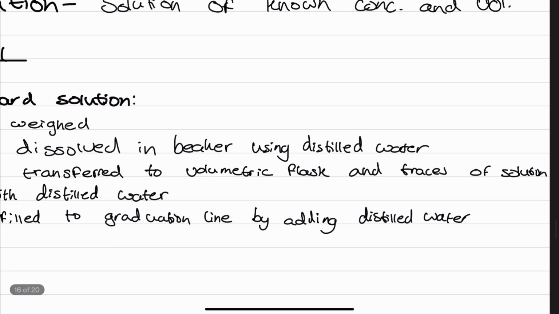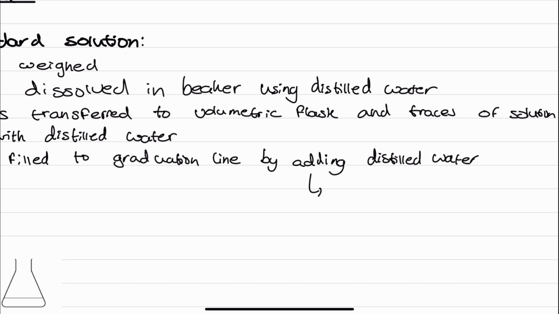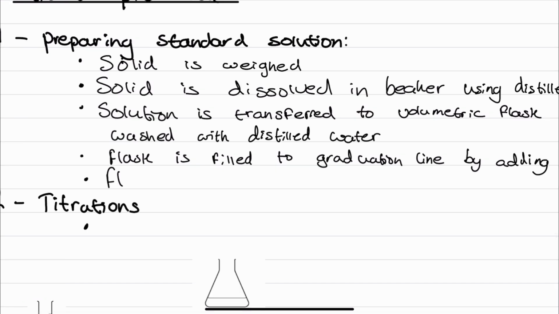Now, this step is very important, and if the graduation line is passed, the whole standard solution must be done again. Reason being, moles is equal to concentration times the volume. If this volume increases too much, the concentration is going to have to decrease. So if you add too much distilled water, the concentration of that solution will therefore decrease. That means that you can't just take out the water and adjust it so that it is at the graduation line, because the concentration will have changed, and therefore the whole experiment must be done again. Lastly, the flask is inverted several times. This is, of course, just to mix the solution.